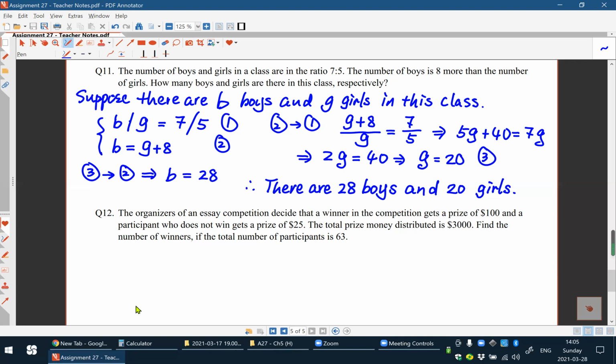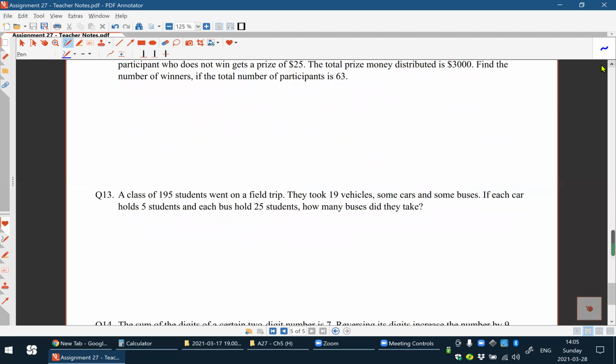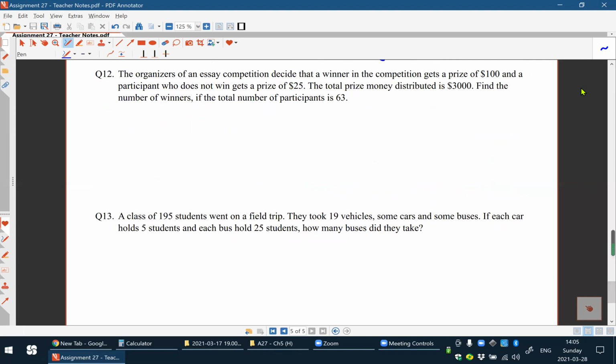No? You can follow me, right? Okay, let's see the next one. The organizers of an essay competition decide that a winner in the competition gets a prize of $100 and a participant who does not win gets a prize of $25. The total prize money distributed is $3,000. Find the number of winners if the total number of participants is 63.